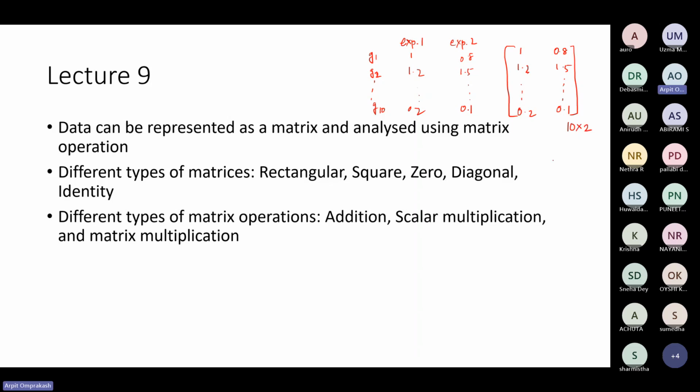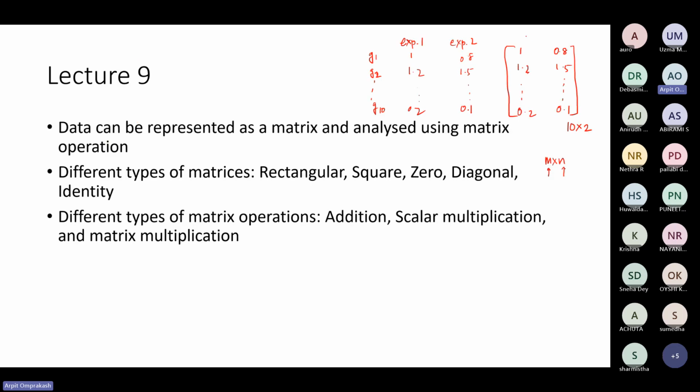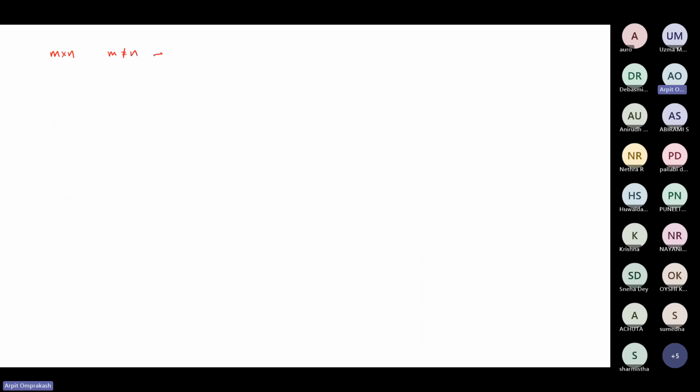In general, the dimensions of a matrix can be denoted as M cross N, where M is the number of rows and N is the number of columns in the matrix. Sir also talks about different types of matrices. In a case where we have dimensions M cross N, and M is not equal to N, so M is greater than or lesser than N, then we have what is called a rectangular matrix. The matrix that we drew here for the experiments is a rectangular matrix because both the dimensions are not the same. In a square matrix, we'll have dimensions M cross M. So both the number of rows and the number of columns of a square matrix will be the same.